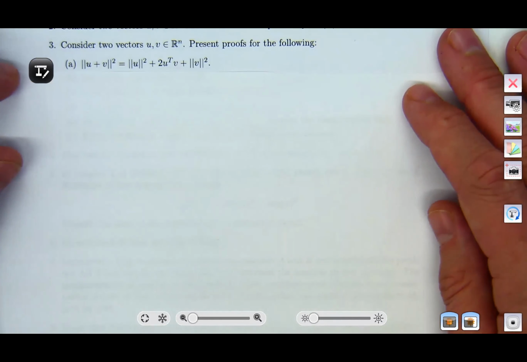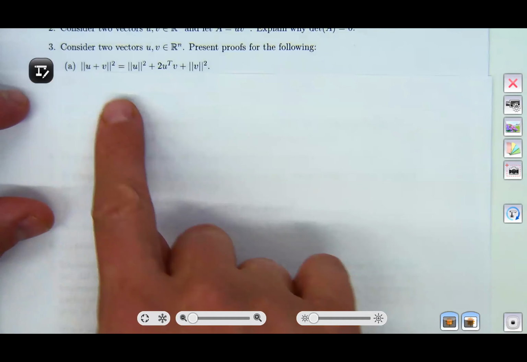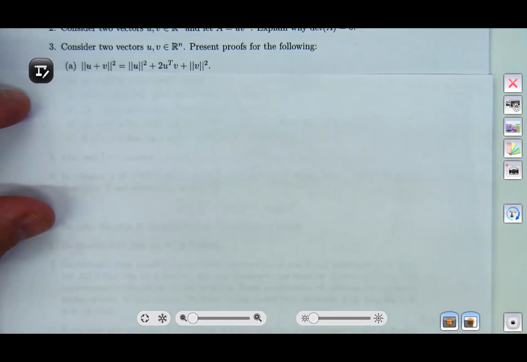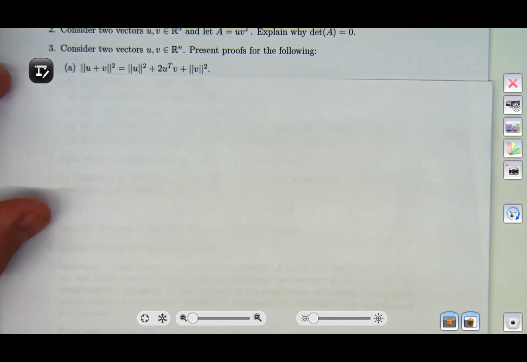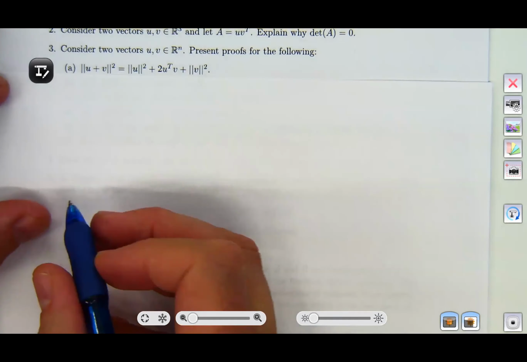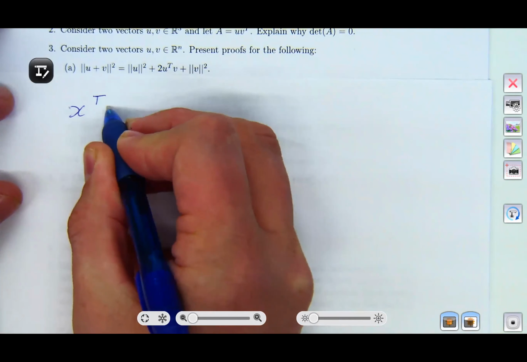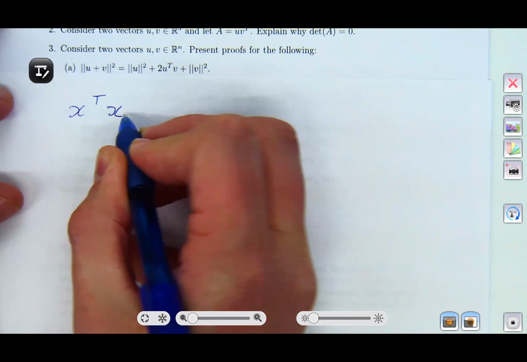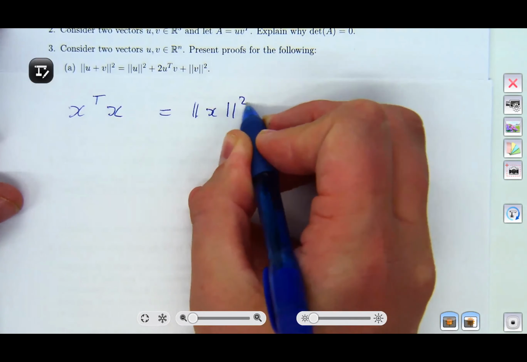So the first one is the norm squared of U plus V is that. Okay, so how do you deal with that? Well, I suggest to write down some identities. So let's just write down some identities which will help you prove all of these things, right? So now the first identity will be that the vector X transpose times X, this is the same as the norm of X squared, okay?